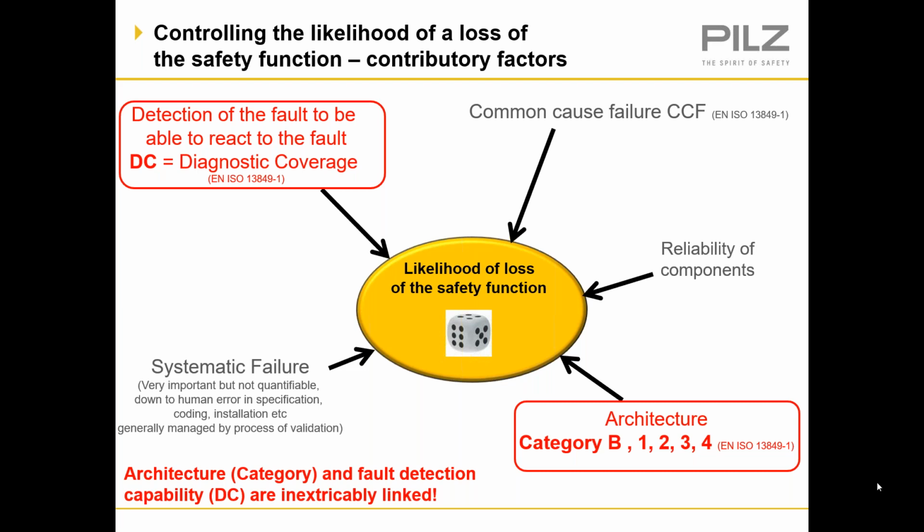Diagnostic coverage measures the effectiveness of diagnostics, which may be determined as a ratio between the failure rate of detected dangerous failures and the failure rate of total dangerous failures. And bear in mind that diagnostics coverage can exist for the whole part of a safety-related system. So, for example, diagnostics coverage could exist for sensor and/or logic system and/or final element.